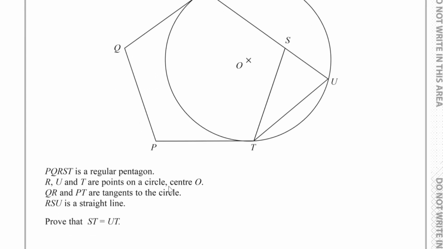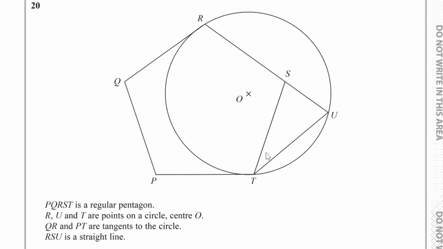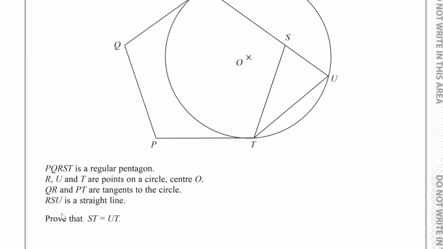Question 20. PQRST is a regular pentagon. R, U, and T are points on a circle, and the circle has centre O. QR and PT are tangents to the circle. RSU is a straight line, and we have to prove that ST, this side here, is equal to this side over here, UT.